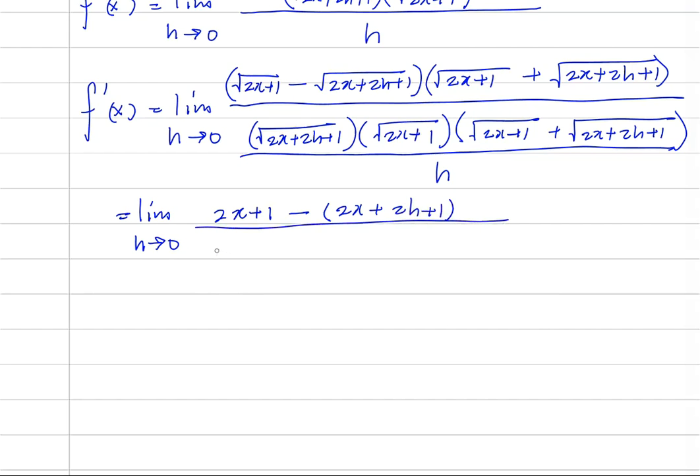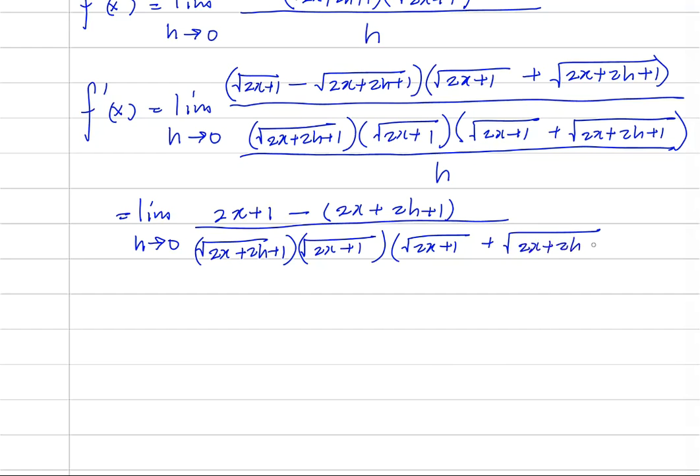And this is over the root of 2x plus 2h plus 1 times the root of 2x plus 1 multiplied by the root of 2x plus 1 plus the root of 2x plus 2h plus 1, and this is still all over h. Tedious. But let's keep going.